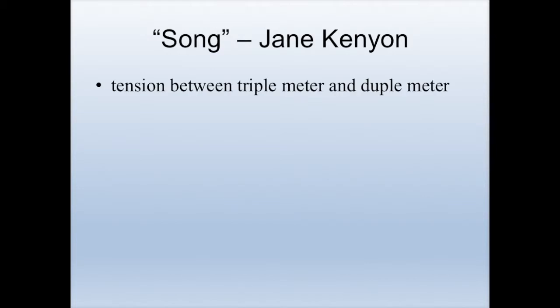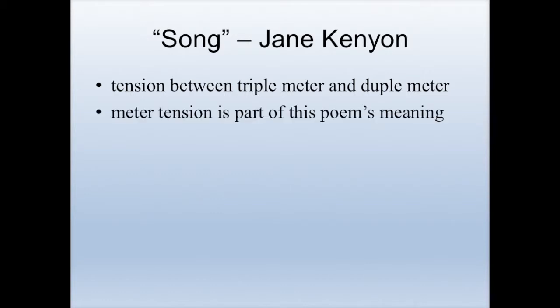So my point here is that in this poem Song by Jane Kenyon, there's a tension. And the tension is created between triple meter and duple meter, or a meter that goes 1, 2, 3, 1, 2, 3, and a meter that goes either 1, 2, 1, 2, or 1, 2, 1, 2. Now this might get a little bit complicated, but it's a wonderful review if you have known a little bit about scansion, and it's a good introduction if you didn't. So not only is there tension, but this meter tension is part of the poem's meaning.